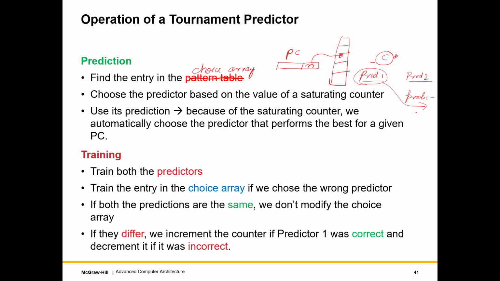What we see over here is that for different code regions, different predictors are known to work well. The tournament predictor essentially has all of these predictors as sub-predictors, and for a given code region, based on historical knowledge, it chooses the most accurate predictor.